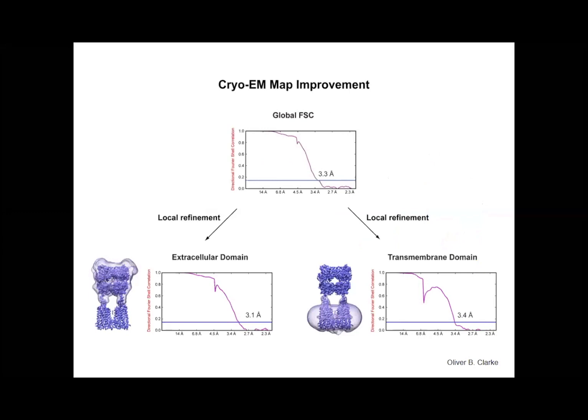Oliver further improved the map by conducting local refinement of the extracellular and TM domains separately. This is because the global map displayed directional anisotropy, possibly due to flexibility of the linker region. Here are the FSC curves for the global and local refinement. He achieved 3.1 angstrom resolution for the extracellular domain and 3.4 angstrom for the TM domain.